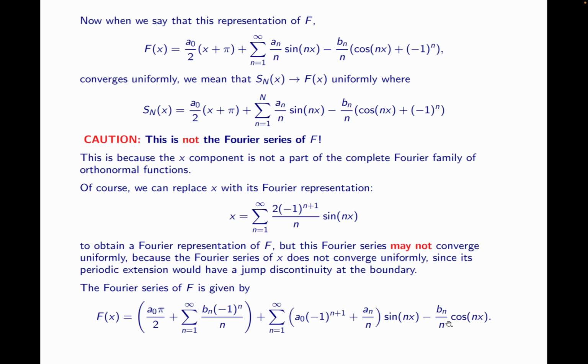Notice that my cosine coefficients depend on the sine coefficients of little f, and the sine coefficients of big F depend on the cosine coefficients for little f. And that makes sense because we're taking an antiderivative. An antiderivative of sine is a scaling of cosine, and an antiderivative of cosine is a scaling of sine.